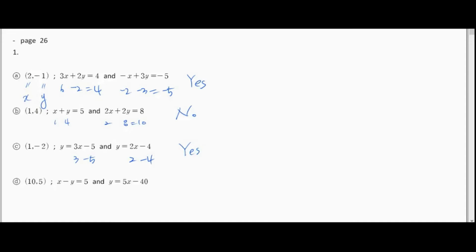And finally, it's D. X minus 5 equals 5, so this is correct. And 5x is 10, so it's 50 minus 40, and that should be 10, but it's 5, so it's no. And I'll finish question 1 like this.